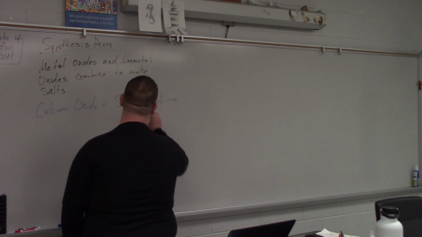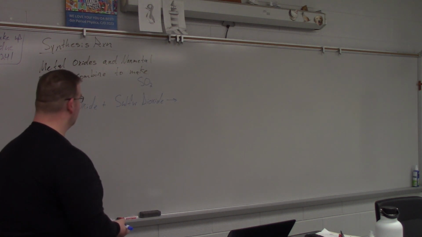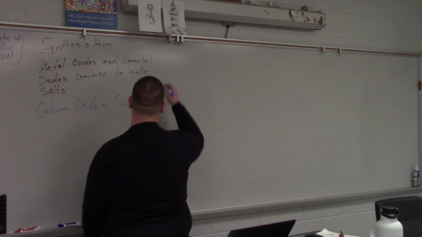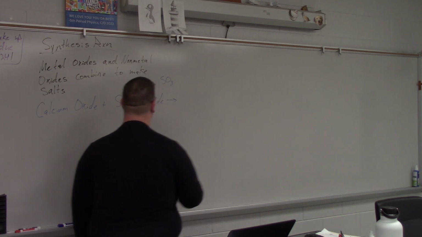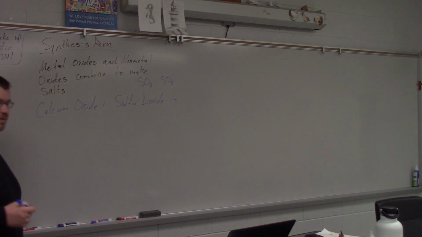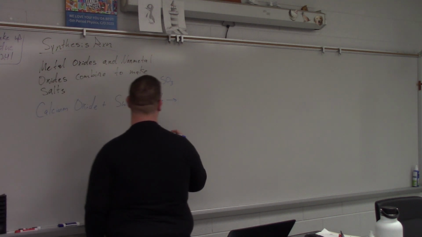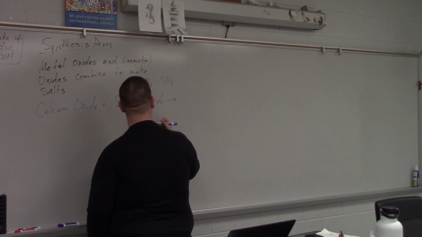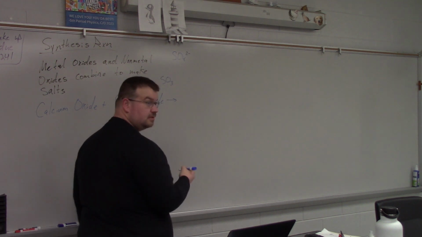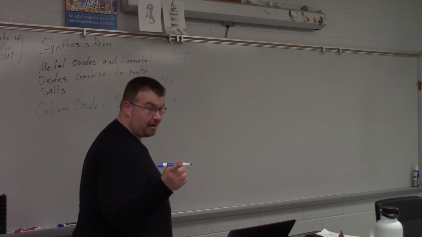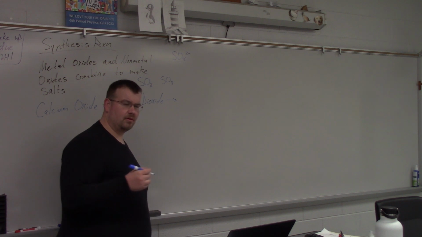So when you look at sulfur dioxide, it's SO2. If I add a third oxygen, I get SO3. But now SO3, we're making this into a polyatomic ion. So remember that sulfate is SO4 2 minus. Right, Dale? You got that?